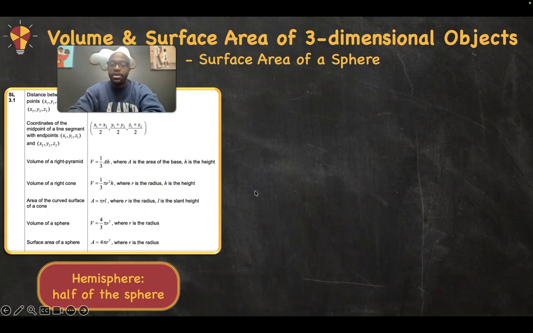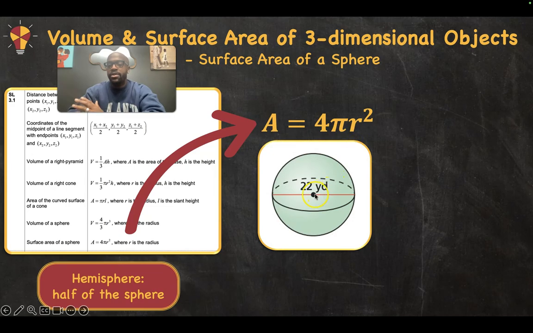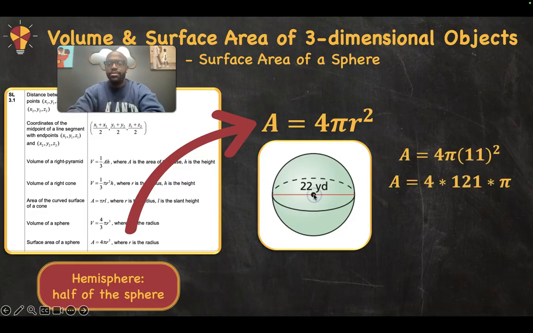So the surface area of a sphere, if they ask you for the hemisphere, do the same thing. Find the surface area of the whole thing and then divide it by 2 at the end. So that's 4 pi r squared. So if I give you the diameter, just divide it by 2 to get the radius and plug and chug. And you get your answers here.